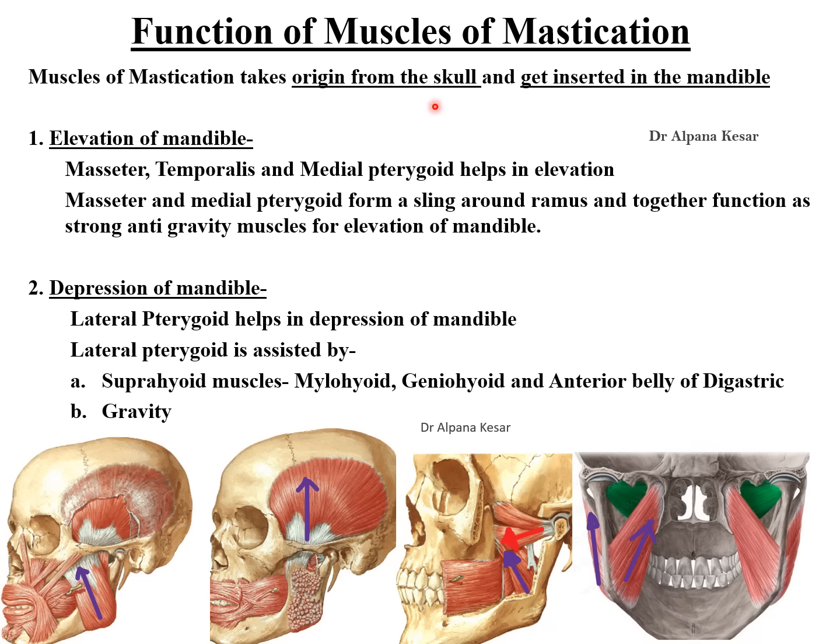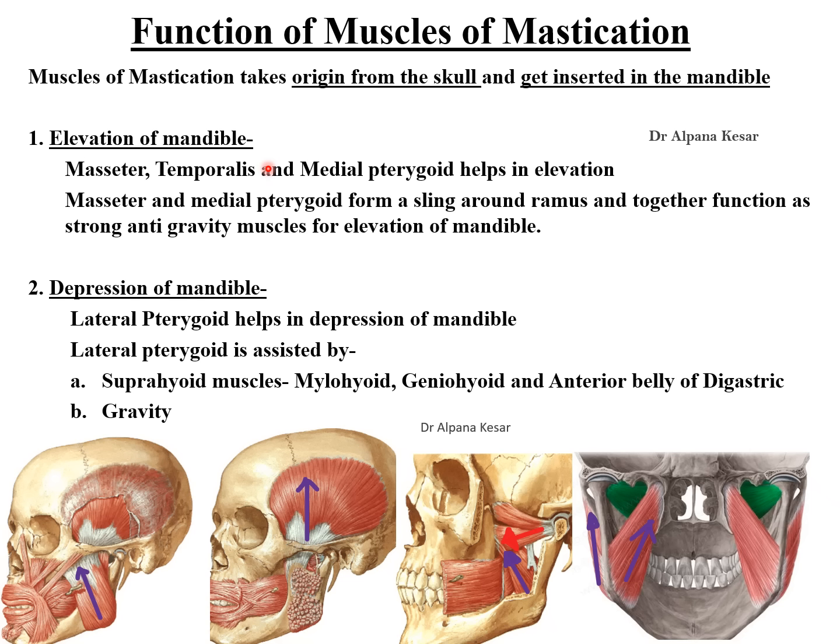We have studied the four muscles of mastication individually and have found that all four of them take origin from the skull and get inserted in the mandible. They help in the movement of mandible. The movements that take place in the mandible are elevation, depression, protrusion, retrusion, and side-to-side movement.